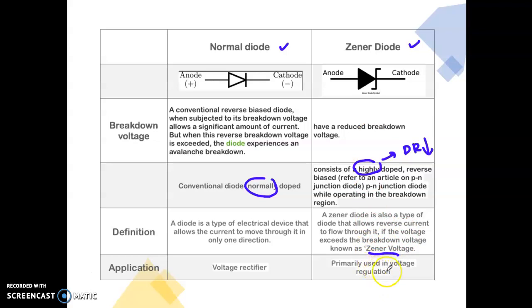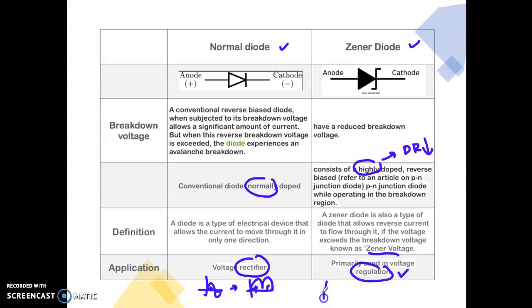And your Zener diode is primarily used for voltage regulation, which we will discuss in the next topic. And your normal diode is for rectification. What is the function of a rectifier? To convert two polarities, that is plus and minus, into one polarity. So for this we use the normal diode.